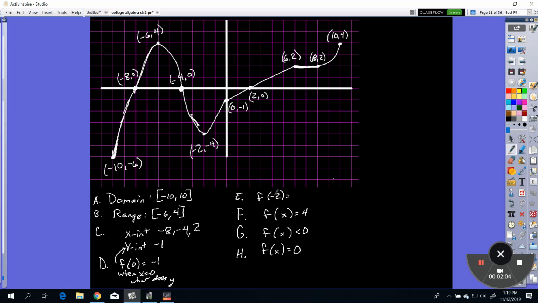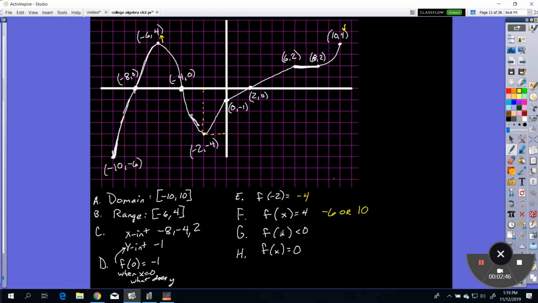Part E says when x is negative 2, what's the y value? Well, here's when x equals negative 2, and if I go down, I hit a dot, and that corresponds to a y value of negative 4. Part F says, for what value of x does f of x equal 4? So in other words, what value of x has a y value of 4? Well, there's two y values of 4, one here and one here. So what value of x gives me a y value of 4? Negative 6 or 10.